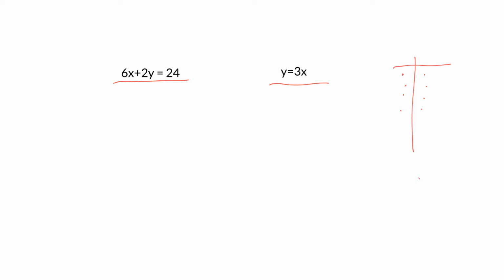You could graph it. And if you graphed it, you would have seen two lines, and you'd have to find the point where they intersect, and that would give you the answer. But today we're going to look at an easier way to do this. And this way is called substitution.